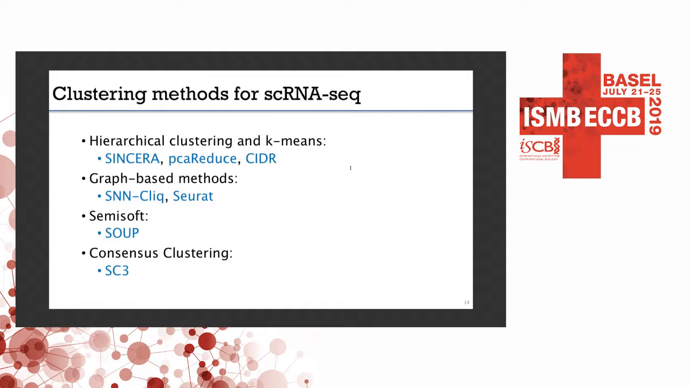And so some of the general methods that people have used for this, so this is a list I'm providing of software applications in R. So again, on that GitHub page, on that front page, we've actually linked these methods to their papers and their software, so if you want to find out more information about each of them. So the general methods are hierarchical clustering and k-means, graph-based methods, semi-soft clustering. So a cell doesn't necessarily just belong to a single cluster, but it has a membership among multiple clusters. And then consensus clustering, where you might be using many different types of clustering methods to determine which cluster cells belong to.